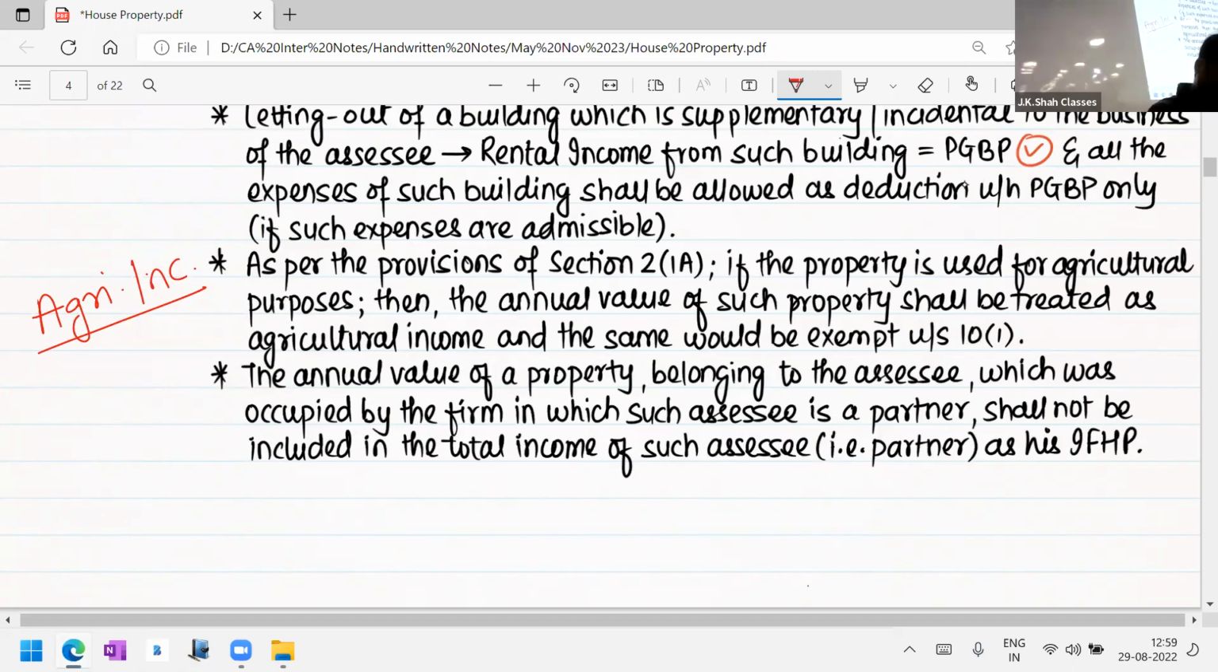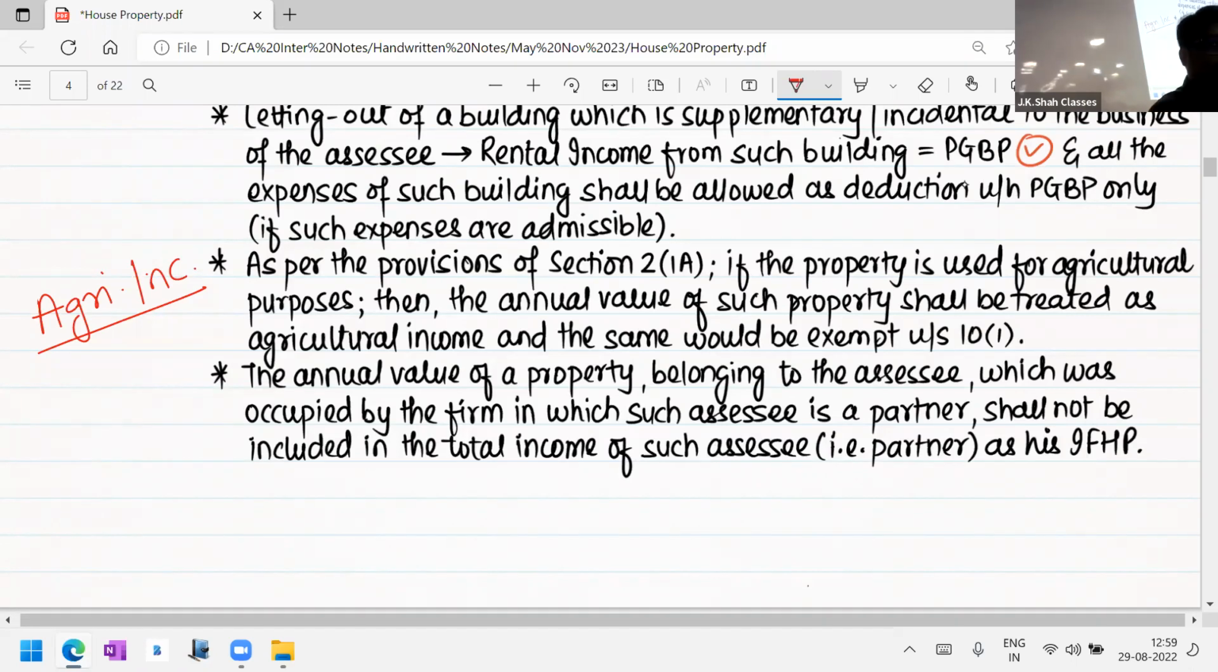Now please pay attention to a very important thing which I am telling you all now. See, 3 conditions which we have checked. First condition was, there should be a house property. Second condition, you should be the owner of that property. And third condition, you shall not use that building for your own business or profession.